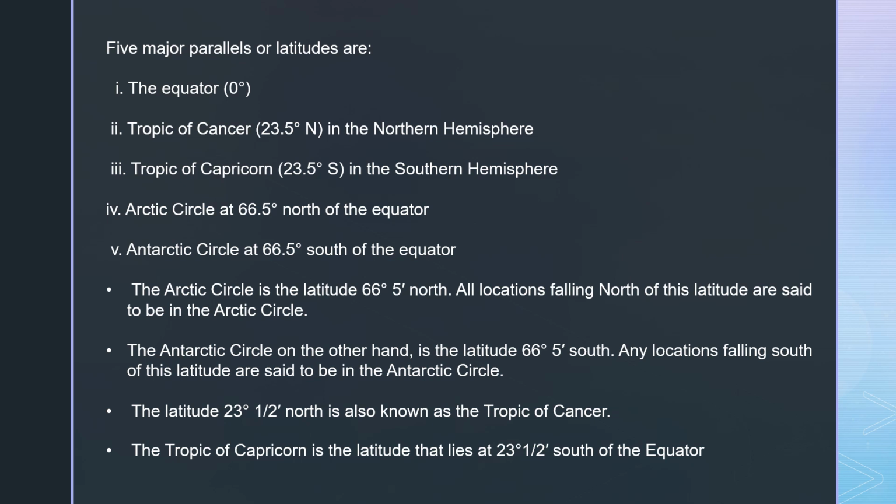The latitude 23.5 degrees north is also known as the Tropic of Cancer. The Tropic of Capricorn is the latitude that lies at 23.5 degrees south of the equator.